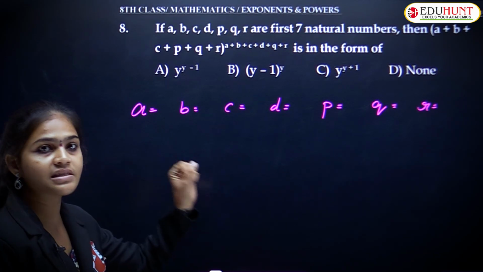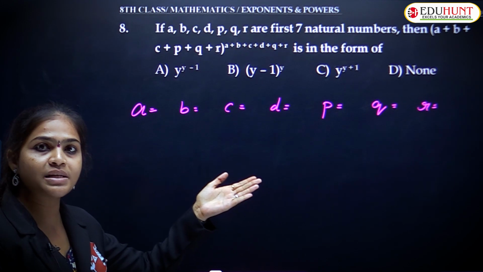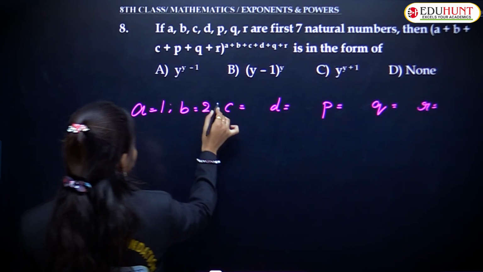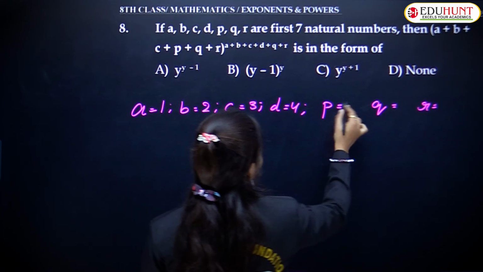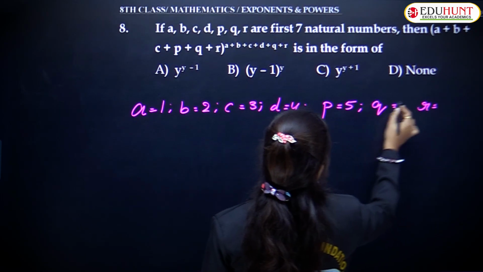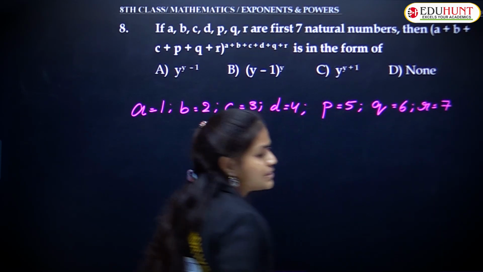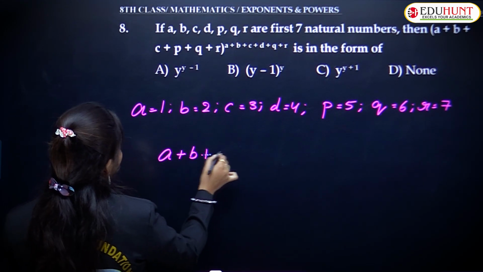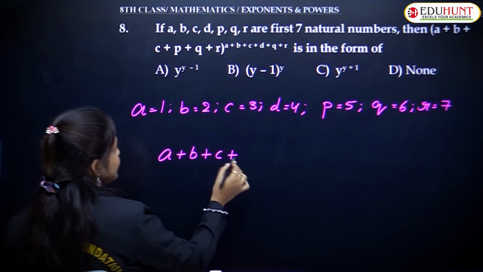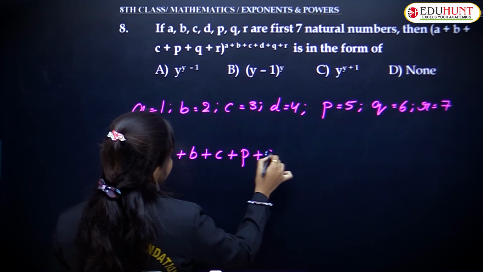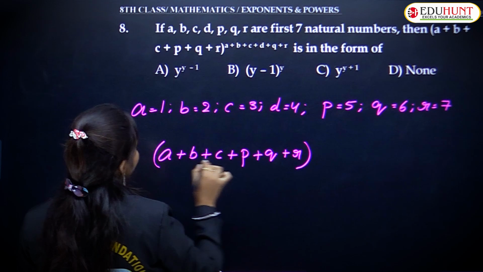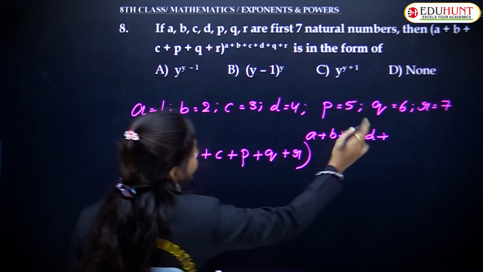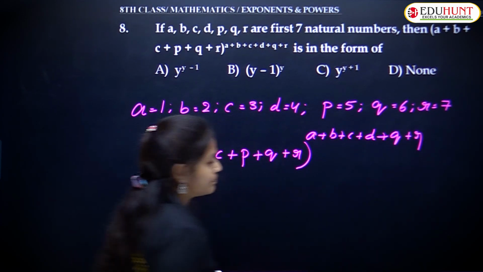These all are the first 7 natural numbers. Natural numbers start with 1. So that's why here A is equal to 1, B is equal to 2, C is equal to 3, D is equal to 4, P is equal to 5, Q is equal to 6, R is equal to 7. Understand? So just substitute those values here. A plus B plus C, here D is not given, just observe that D is not given, plus P plus Q plus R, whole power A plus B plus C plus D. Here D is given but P is not given, so Q plus R.